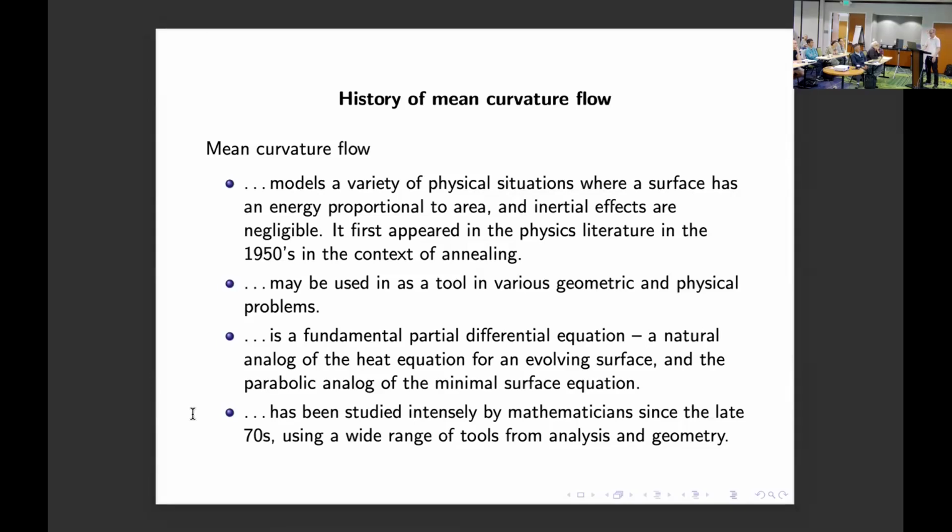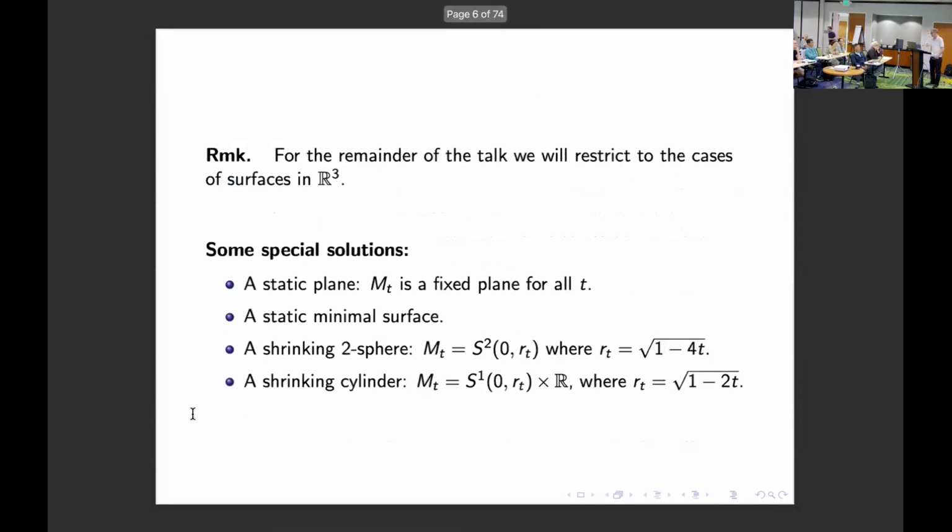Okay. All right, so back to the thread. I'm going to be sticking almost exclusively to the case of surfaces in R3, but some of what I'm going to say holds for hypersurfaces in higher dimension, and some of it's even in higher codimension, but mostly it's surfaces in R3. So let's start with some special solutions. The simplest one is just a static plane. You just take a plane that just sits there, right? That has curvature equal to 0, mean curvature is 0, so that's a solution.